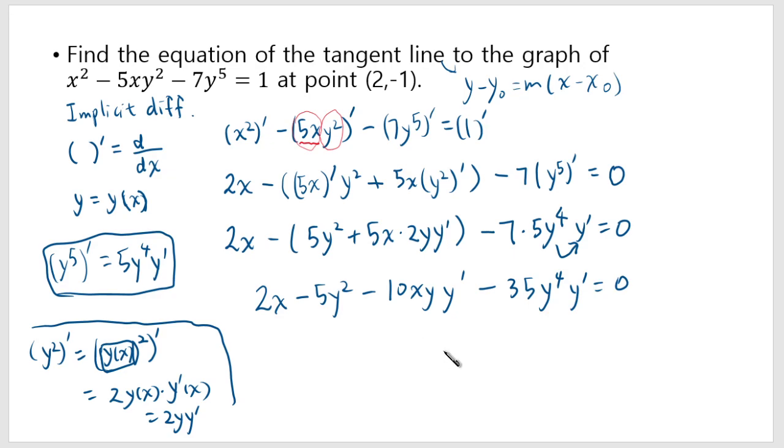Now here comes the next challenge. The next challenge is we need to solve this for y prime because we have to find the slope of the tangent. Slope of the tangent is the value of y prime at the given point, right? So we have to solve this for y prime. And what you do is to solve for y prime, first you have to identify the terms that have y prime. Okay, so here's y prime, and here's y prime, right? These two terms have y prime, whereas these two terms don't.